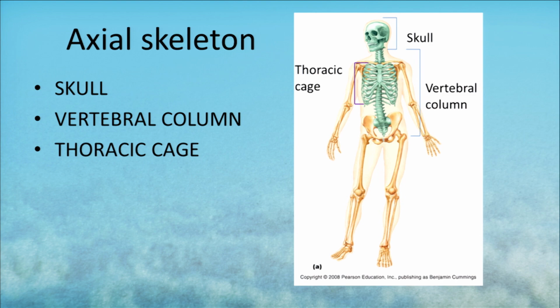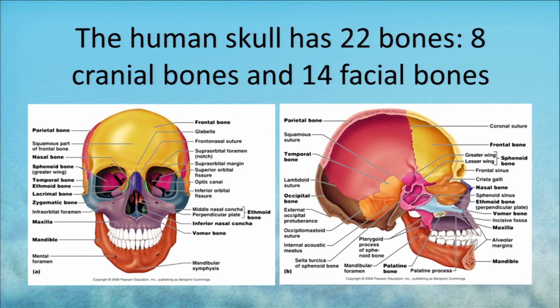To start, let's take a look at the skull. The human skull has 22 bones, 8 of which are cranial bones and 14 of which make up the facial bones. Now that's a tall order to ask you to learn all of them and all of their different parts.